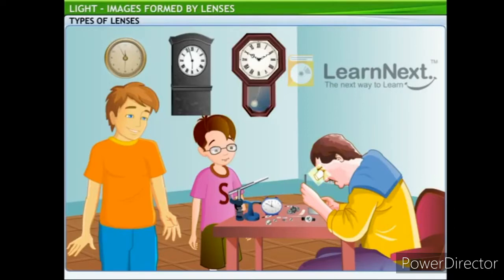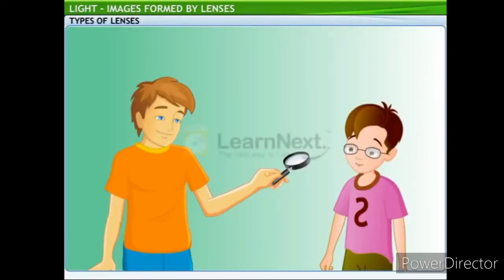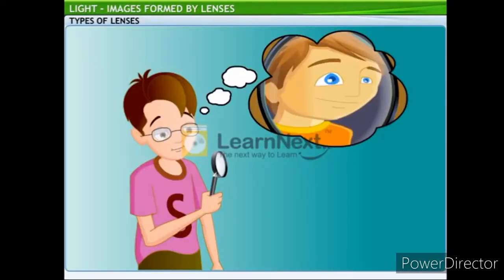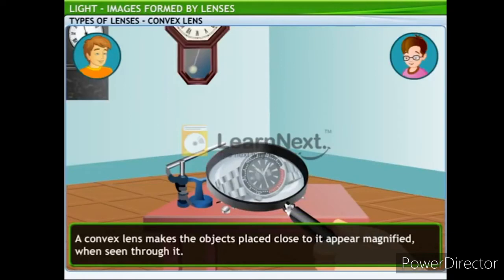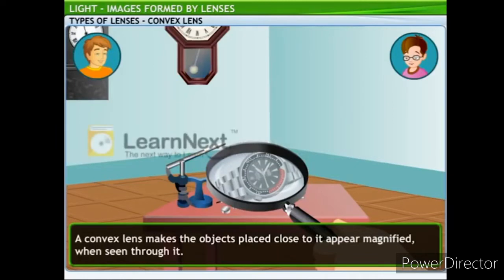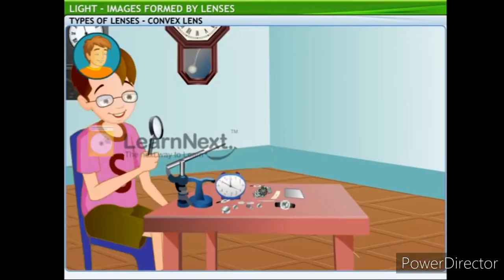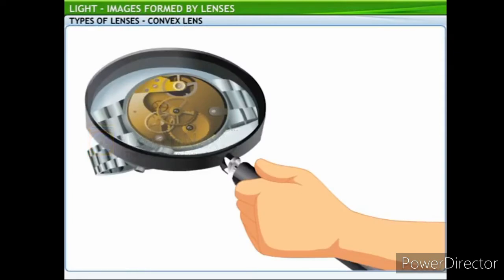See the eyepiece? It has a lens that magnifies the images of the parts of a watch. Take a look at this magnifying glass. Oh, but the lens in our peephole made you appear smaller. That was a concave lens. The watch repairer uses a convex lens. A convex lens makes objects placed close to it appear magnified when seen through it. See? Yeah, you're right. I can see the parts so clearly.